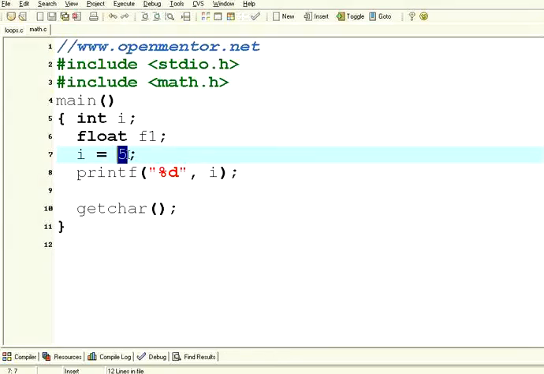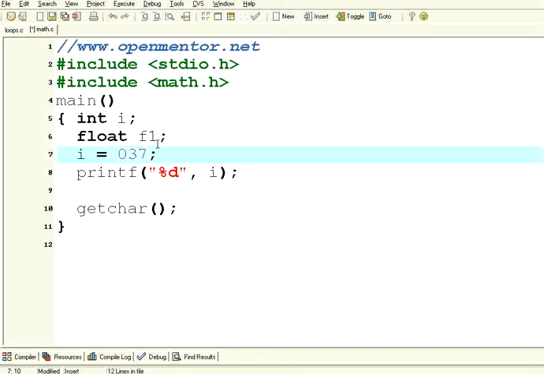5 is a decimal number whose base is 10. Decimal number means base 10. Same way we can use octal numbers, base is 8, and hexadecimal, base is 16. Let me assign an octal number. How to assign an octal number? The first digit must be 0. If the first digit is set as 0, it denotes that it's an octal number.